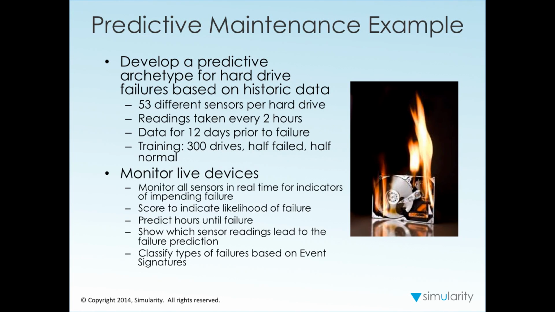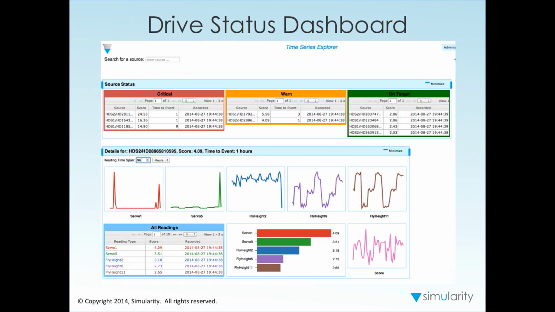So what we can then do is take the predictive archetypes that we generated from this training data and use those to monitor live devices so that we can monitor all sensors in real time for indicators of impending failure. We can score each drive to indicate its likelihood of failure. We can predict the hours to failure based on the sensor readings that we're seeing. We can show which sensor readings lead to the failure prediction, and then classify the types of failures based on which event signature is matching the behavior exhibited by the drive.